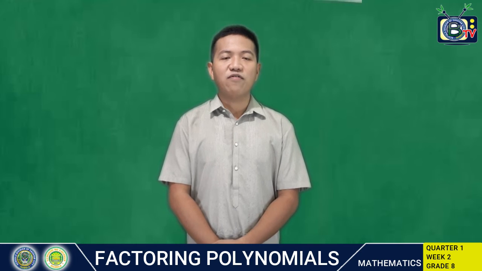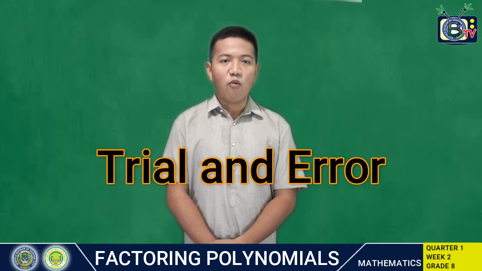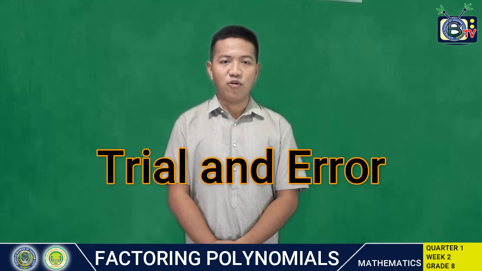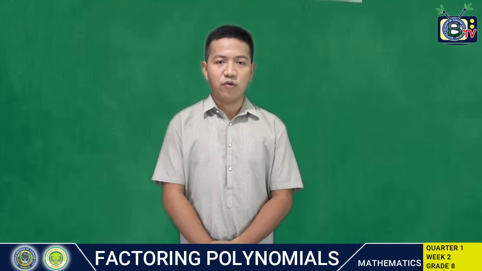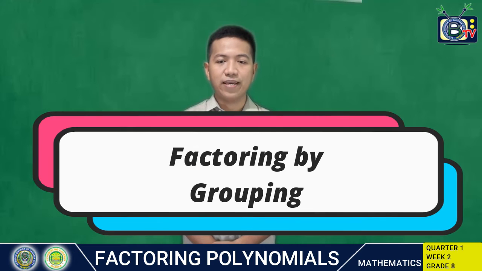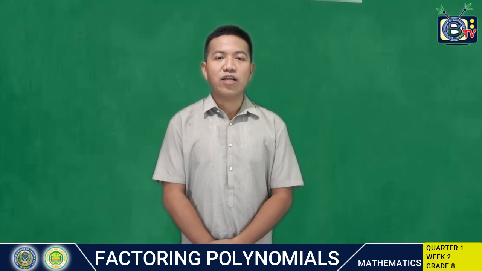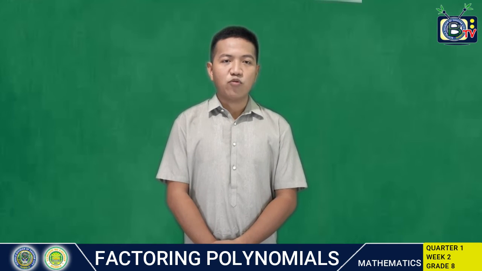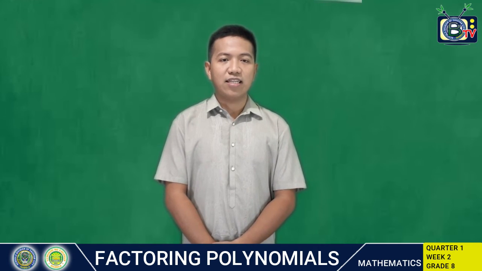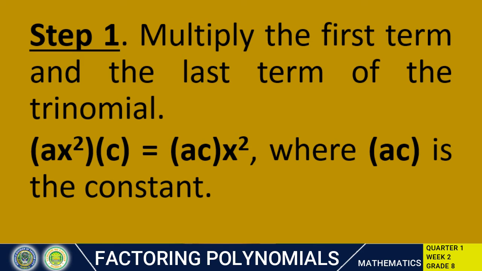There are many ways of factoring this type of trinomials. One of those is through trial and error. But there is a notable way of factoring this kind of trinomial, which is called factoring by grouping. The following are the steps in factoring trinomials of the form ax squared plus bx plus c, where a is not equal to 1. Step 1.